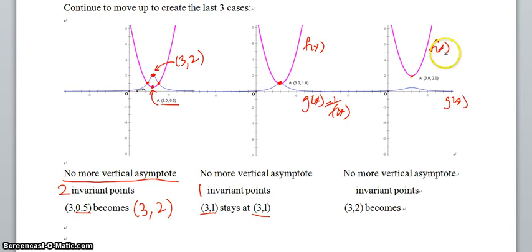Finally, in this case, this is your f of x. This is your reciprocal graph. They don't touch anymore. There are no more vertical asymptotes. There's no invariant point. This point 3, 2 becomes this point 3, 1/2.